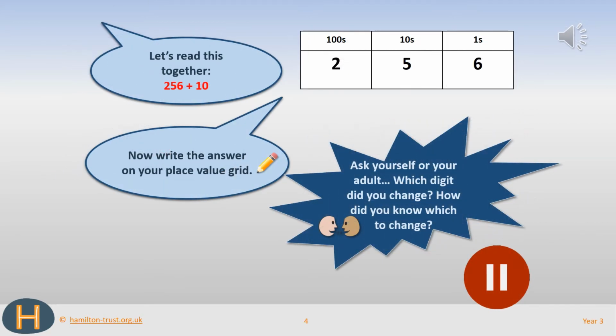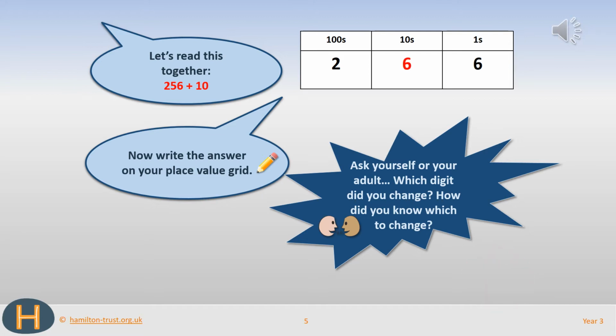You're going to have a go now adding 10 to this 3-digit number. So 256 add 10. Write the answer on your place value grid. Ask yourself or your adult, which digit do you change, and how do you know which digit you change? You must pause this video, or in 5 seconds' time I'll be showing you the answer.